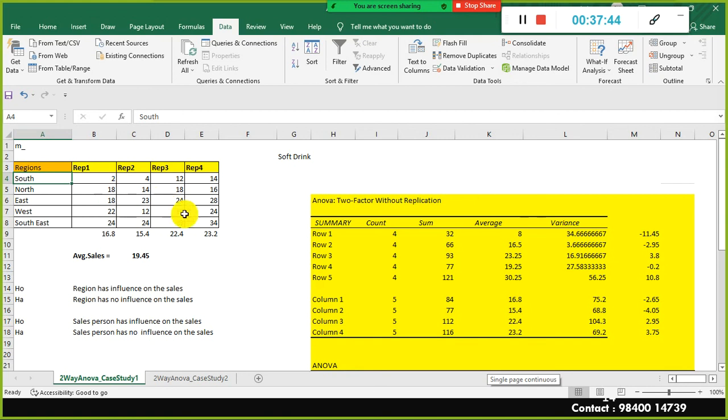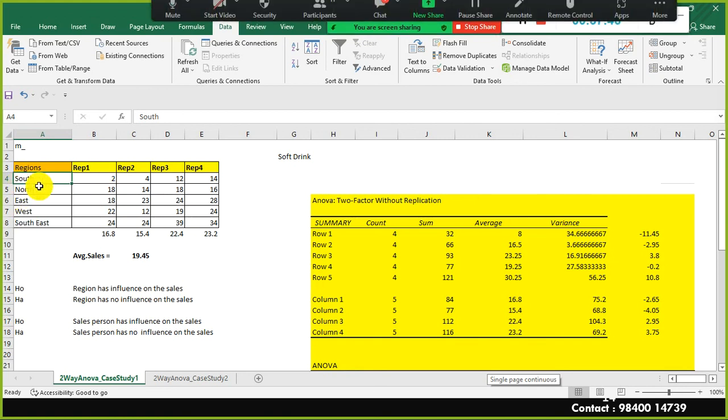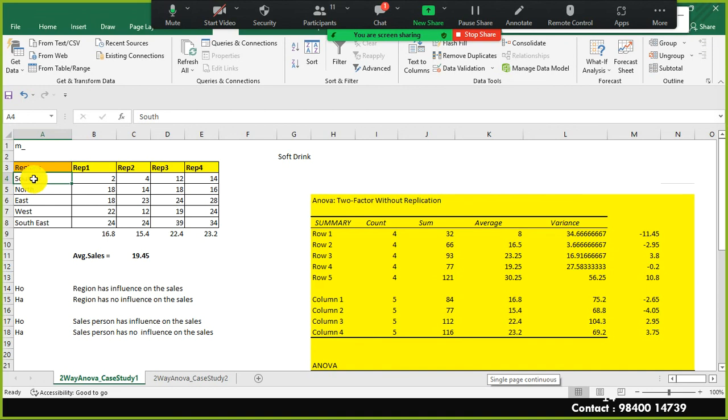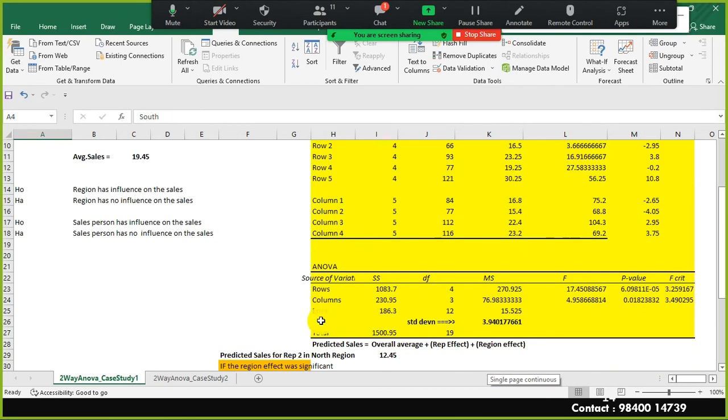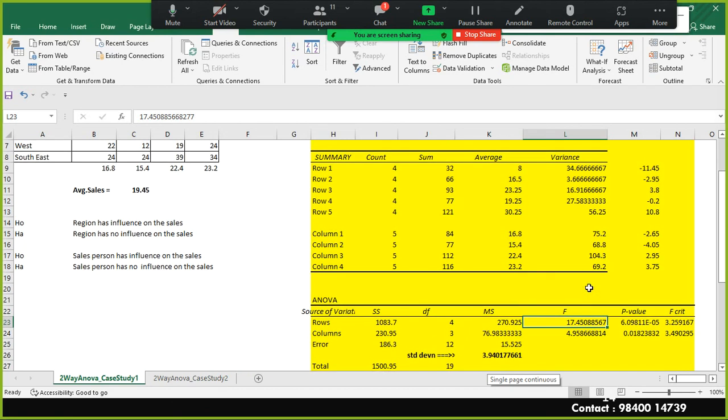And south, north, these are all rows. Okay, so this is values. Sales, forget about the sales now. I'm talking about the factors. One factor is the region, which is rows. And the other factor is columns, that is your salesperson. Rows are nothing but your region. Columns are your salesperson. It gives all these values, and importantly the F statistic value also, and F critical values are also given. Now you tell me, with this F critical value and F statistic value, can we accept the null hypothesis or not?